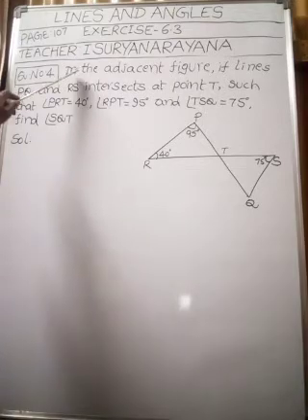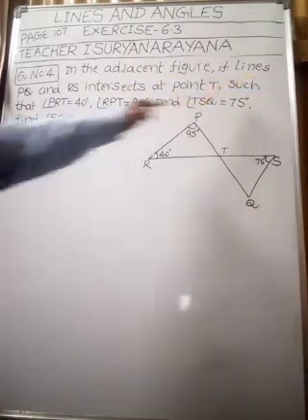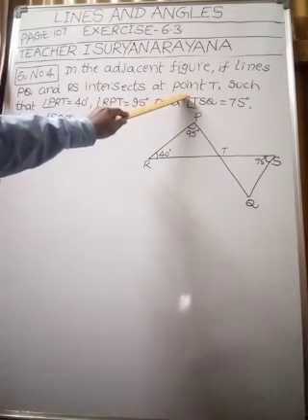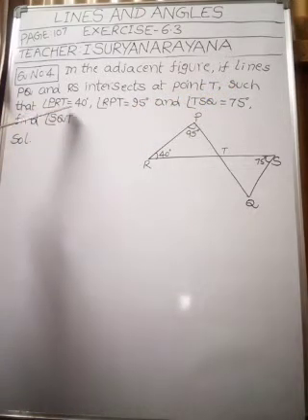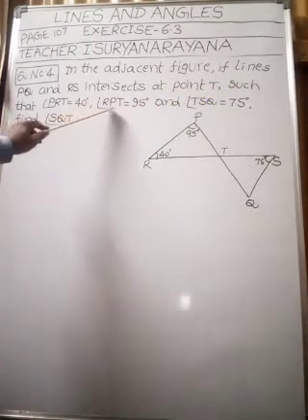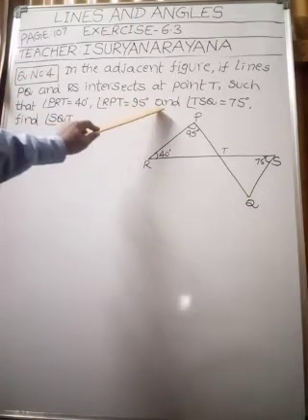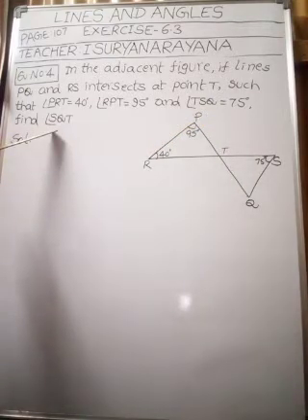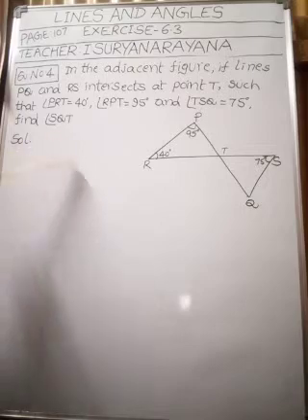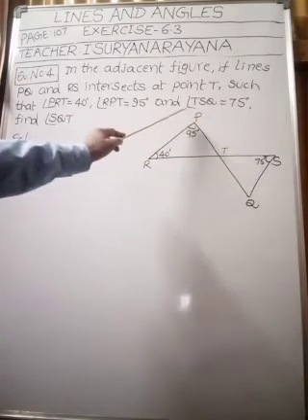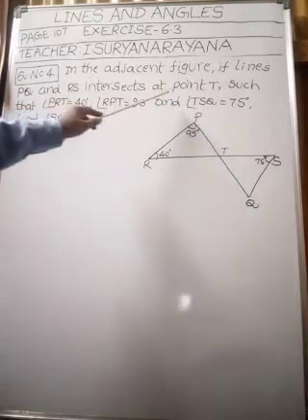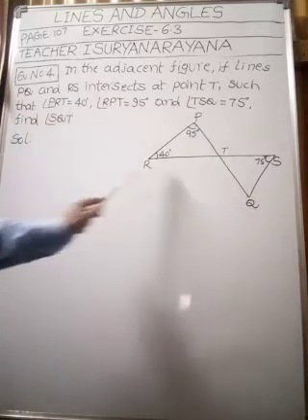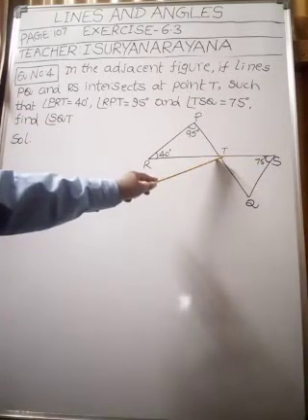Okay, my dear children. In the adjacent figure, if lines PQ and RS intersect at point T such that angle PRT is equal to 40 degrees, angle RPT is equal to 95 degrees, and angle TSQ is equal to 75 degrees. Find angle SQT. Understood this question, my dear children? Observe this figure, my dear children. Here PQ and RS, these two lines are intersecting at point T.